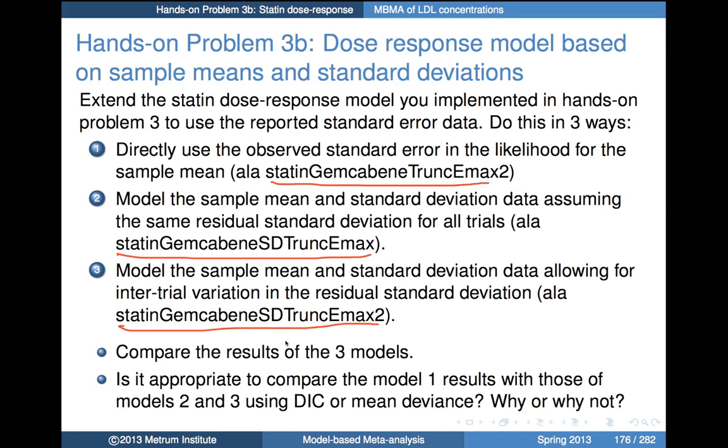Compare the results of the three models in terms of quality of estimates. Something we didn't really do much head-to-head, but it might be worth taking some time to look at, would be to compare on a head-to-head basis what the posterior predictions look like for these cases. And then I sort of posed a question that I've touched on so far today already: is it appropriate to compare the model one results, one being the first in this list of three, with those for models two and three using DIC or mean deviance? And the question is why or why not?